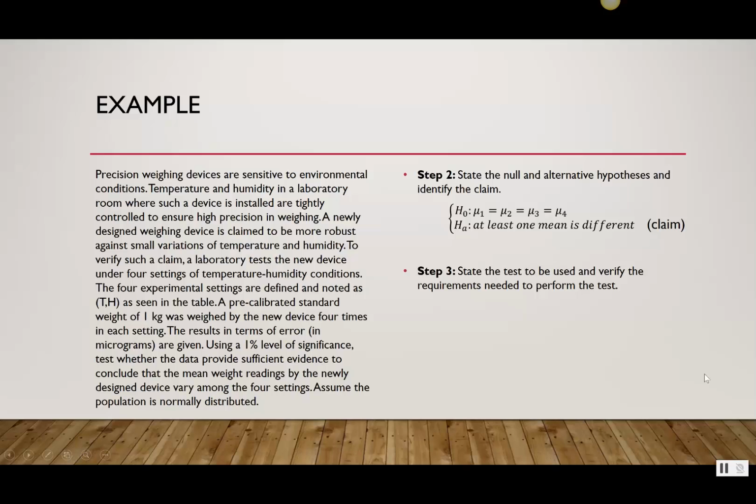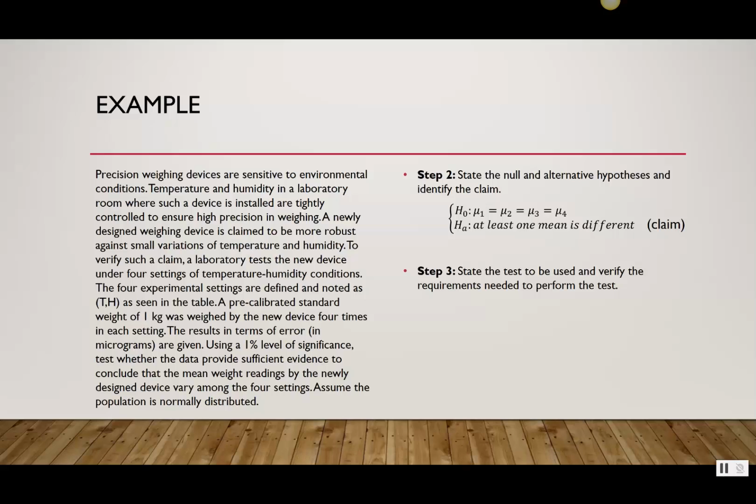So in the second step, we go ahead and put that claim into our hypothesis statements. There were 4 samples, so the null is that all 4 means are equal. So mu1 equals mu2 equals mu3 equals mu4. And the alternative was our claim that at least one mean is different.